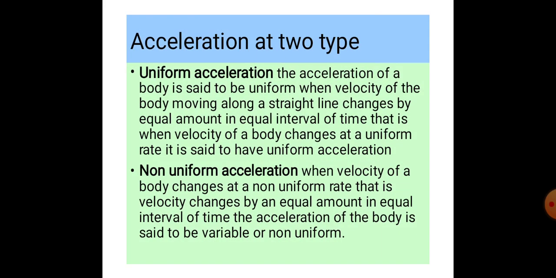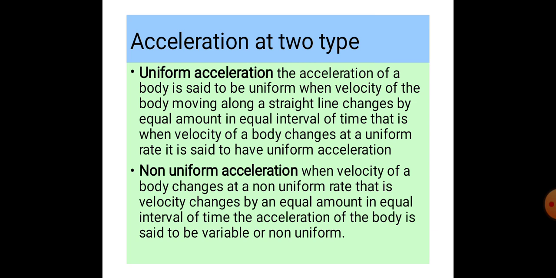Now acceleration is of two types, uniform acceleration and non-uniform acceleration. Uniform acceleration: the acceleration of a body is said to be uniform when the velocity of the body moving along a straight line changes by equal amounts in equal intervals of time. That is, when velocity of a body changes at a uniform rate, it is said to be uniform acceleration. For example, motion of a body falling freely under the action of gravity. Second is the motion of a ball rolling down a smooth inclined plane.